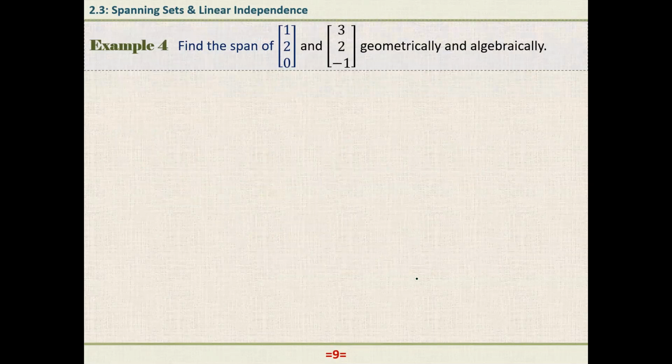Okay. Next, find the span of these two vectors, 1, 2, 0 and 3, 2, negative 1. What does it mean? What do these things actually represent, right? This span of these two vectors, if I write here x times 1, 2, 0 plus y times 3, 2, negative 1.